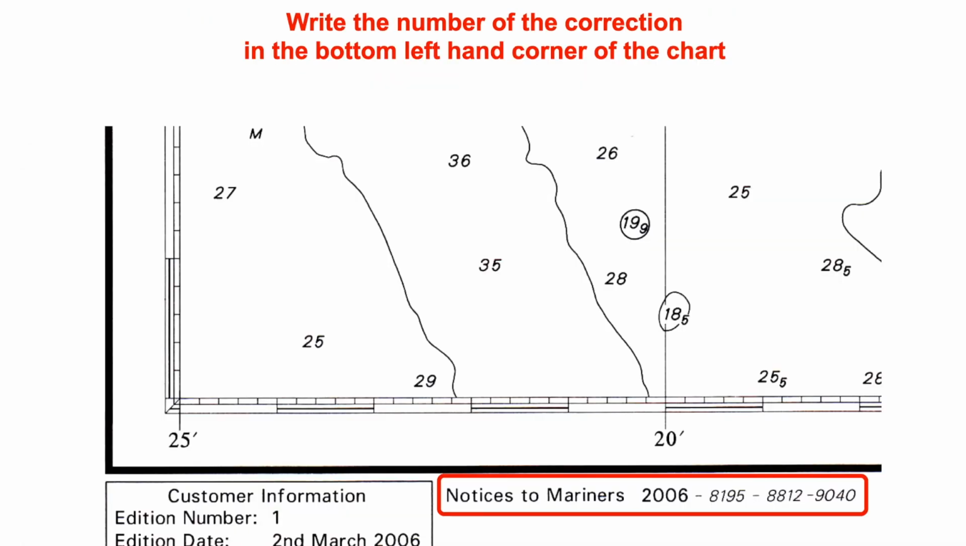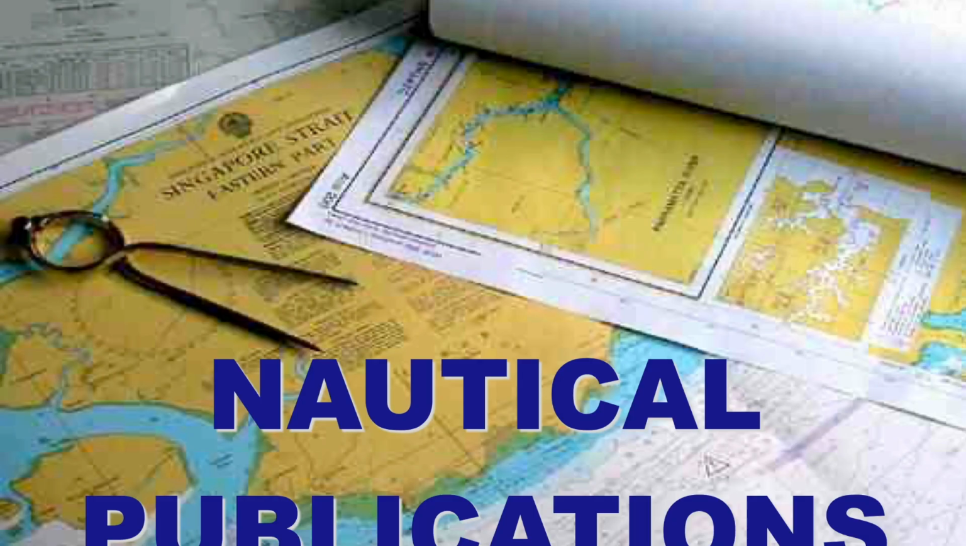When we look at a chart, if we look at the bottom left hand corner, it will show you the edition number and when it was printed. It will also show you where it says Notice to Mariners, the last time the chart was updated. So it's important before you use a chart or buy a chart to check that it is up to date with a Notice to Mariners, and it's the most recent print of that chart.